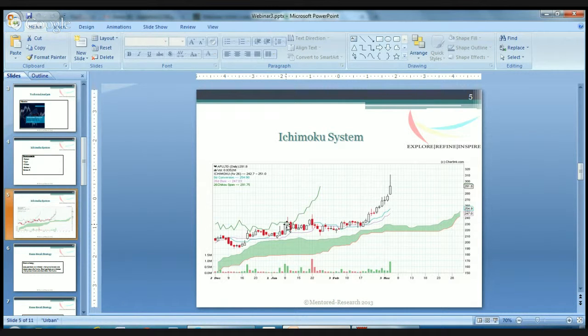So the momentum itself is weak. Okay, and here you can see that there is absolutely no resistance for the stock. The stock is free to make new highs. There's not a lot of people who are sitting on losses at this point, so there's not a lot of supply which is going to be dumped into the market. So that's why the momentum here is very strong.